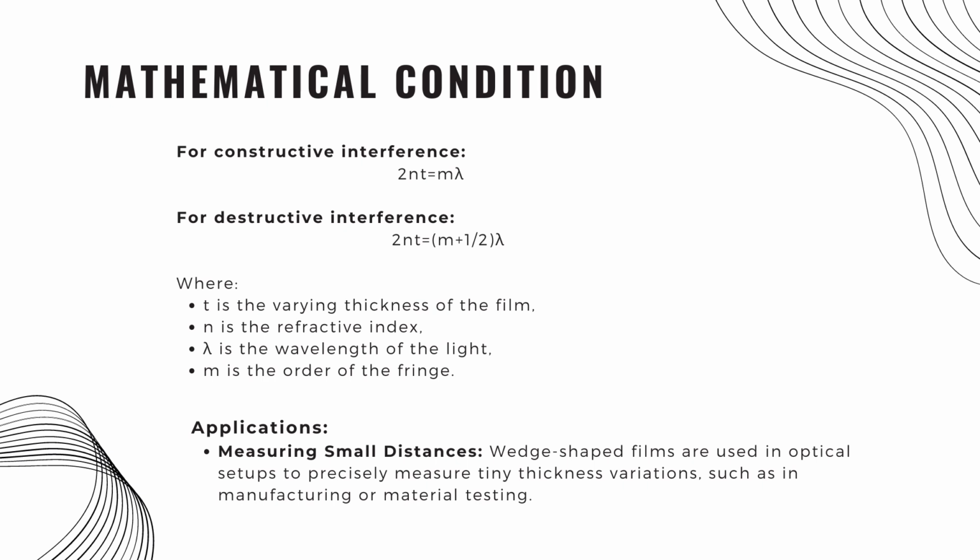Mathematical condition. For constructive interference, 2nt equals mλ. For destructive interference, 2nt equals (m plus half) multiplied by λ, where t is the varying thickness of the film, n is the refractive index, λ is the wavelength of the light, and m is the order of the fringe. Applications of wedge-shaped films are in measuring small distances.